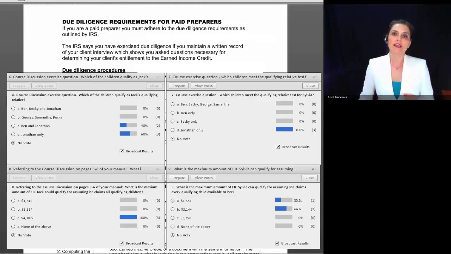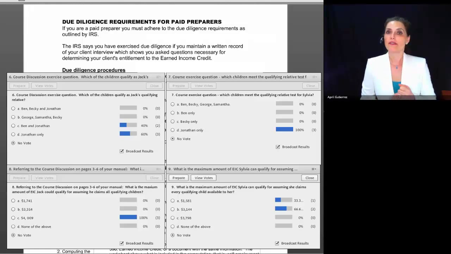In the case of Jack, the only children available to him for earned income credit, well, there's three of them. There is the child, Becky, who is a child of both Jack and Sylvia. So Becky is a qualifying child to Jack. George is a qualifying child to Jack, and so is Samantha. So Jack can qualify for earned income credit on up to three children. On Sylvia's side of the equation, there are two children who meet the qualifying child tests for her: Becky, who is also Jack's qualifying child, and Ben, who can be only her qualifying child.